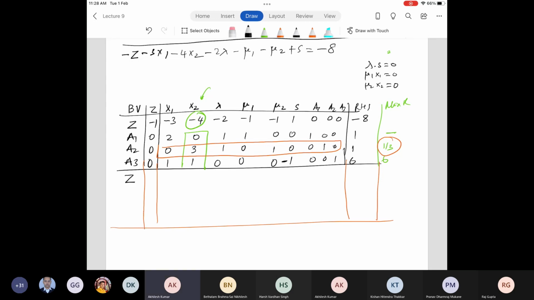A1 instead of A2, now I have X2, A3, -1, 0, 0, 0. So this equation I have to first make the pivot number as 1. So I divide the whole equation by 3, so that it becomes 1. So 0, 1, 1 by 3, 0, 1 by 3, 0, 0, 1 by 3, 0, 1 by 3. Fine, guys.